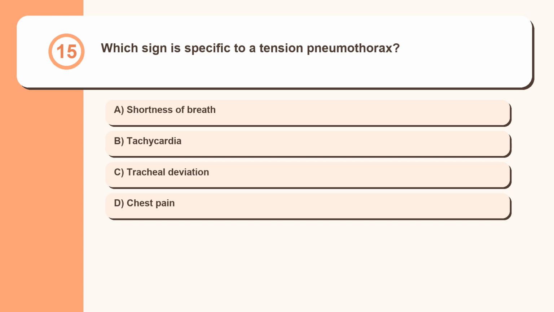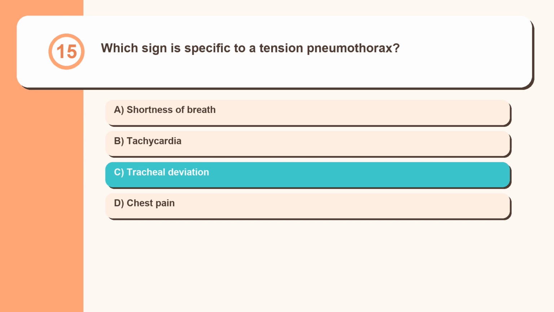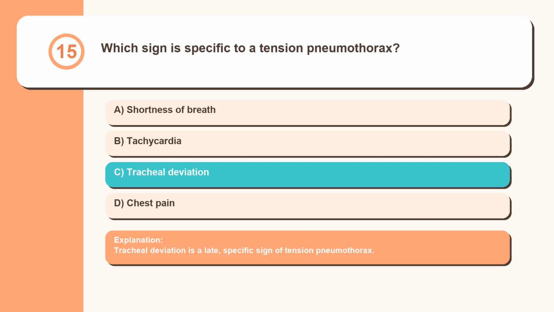Question 15. Which sign is specific to a tension pneumothorax? Shortness of breath, tachycardia, tracheal deviation, chest pain. Tracheal deviation is a late, specific sign of tension pneumothorax.